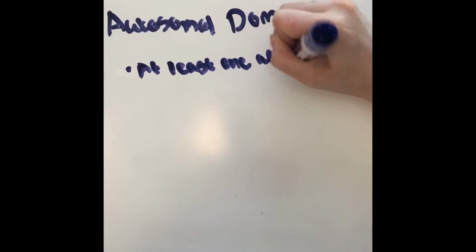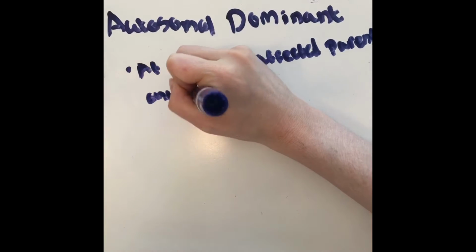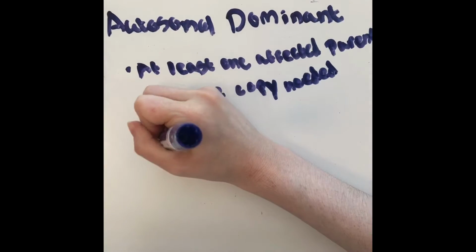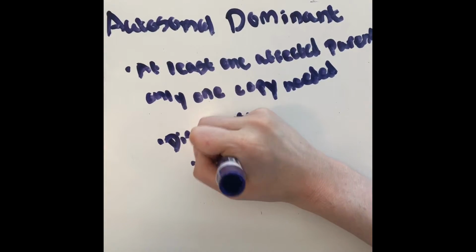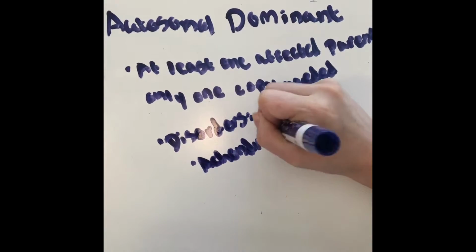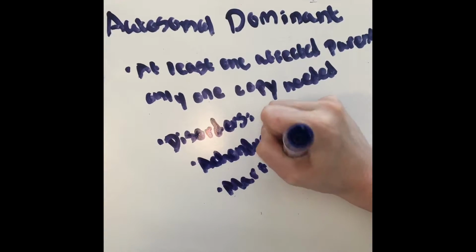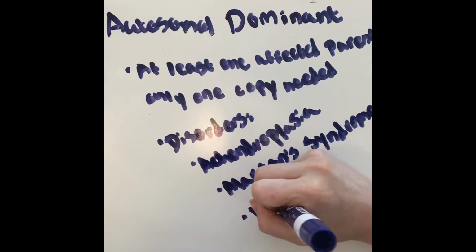The next possible mode of inheritance is autosomal dominant. An affected individual only needs one copy or one affected parent. A few disorders include achondroplasia, which is dwarfism, Marfan syndrome, found on chromosome 15, gigantism, or Huntington's disease, which is a degeneration of the nervous system, which eventually leads to muscle weakness and dementia.